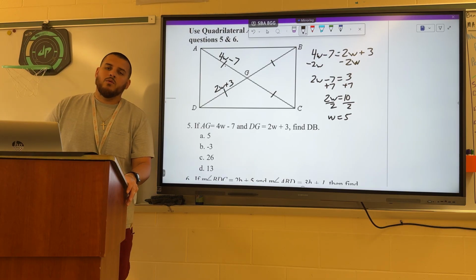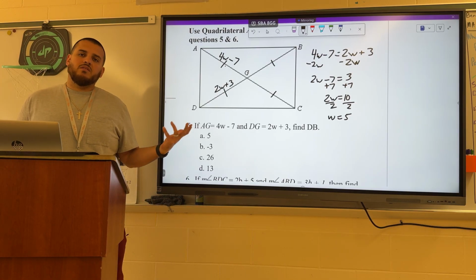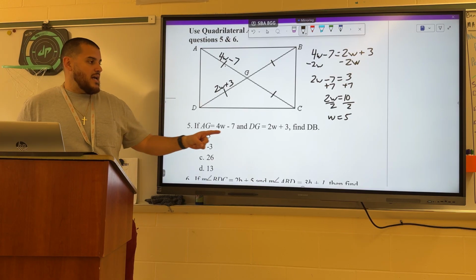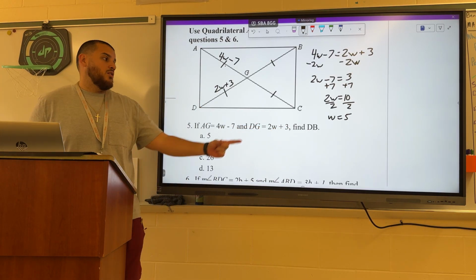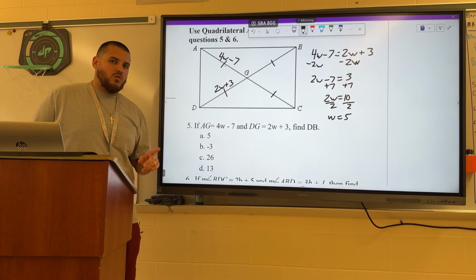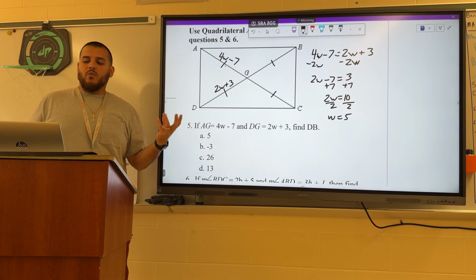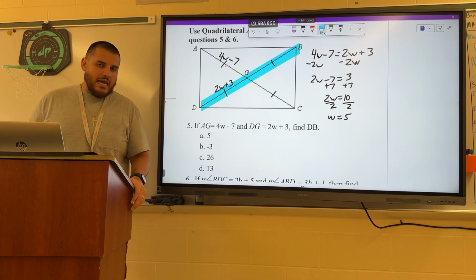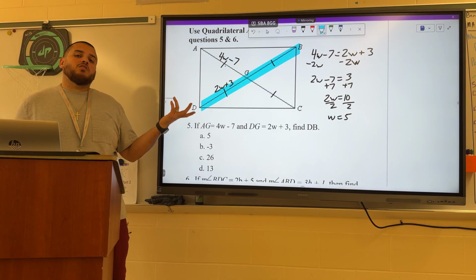Now I love this problem because even though that property is simple enough, diagonals are congruent, the actual answer to this question is really complex because it's not asking me just to find W. And notice that 5 is actually one of the multiple choice options, right? So we have to be careful. We have to plug this in. We need to find DB, the length of that whole diagonal, which we don't have an expression for right now.